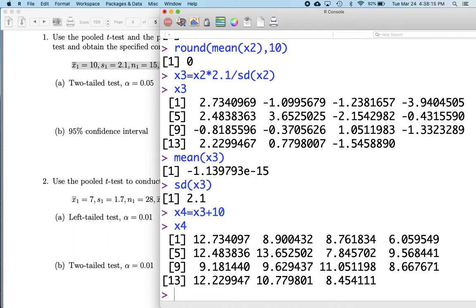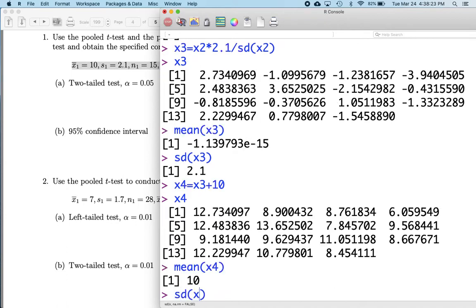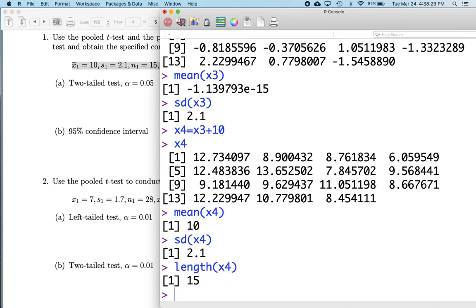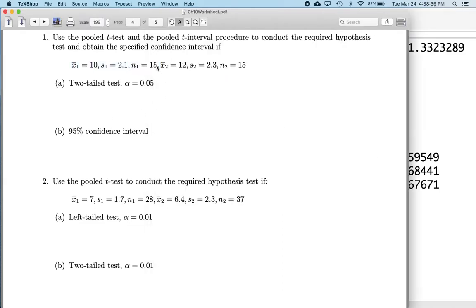Now x4, that data set right there, is going to be our data set that has a mean. So our mean of x4 is going to be 10. Our standard deviation of x4 is going to be 2.1. We have 15 values in that set. So that's a way to reverse engineer a set that has these properties. The sample size is 15, the mean is 10, and the standard deviation is 2.1.